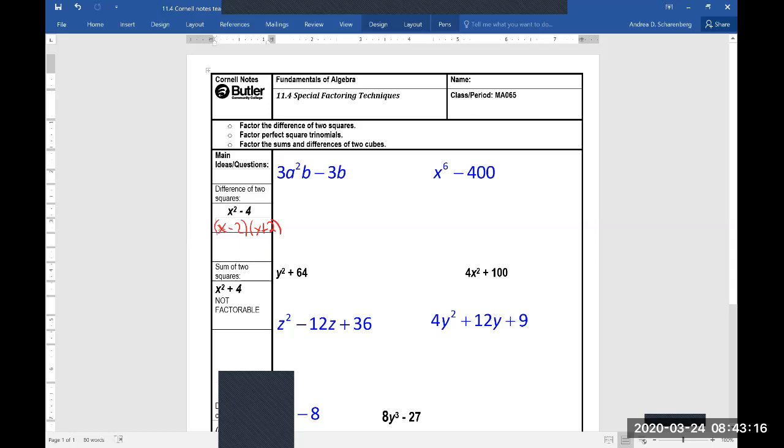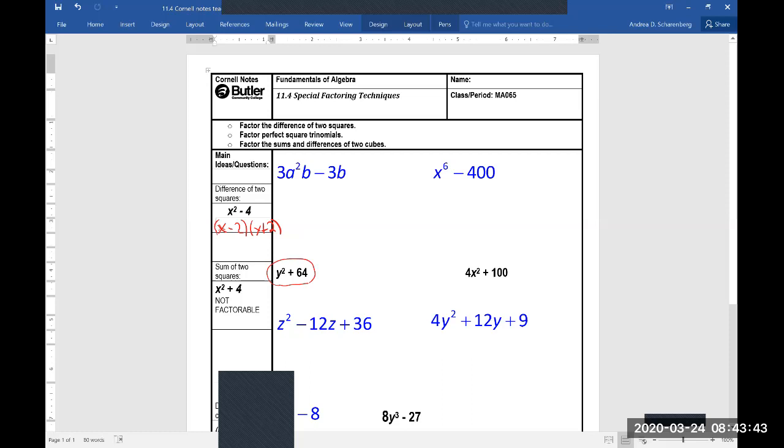Notice that x squared is a perfect square, which breaks down to x, and 4 is a perfect square, which breaks down to 2 and 2. The first one is minus, the second one is plus. Also remember that the sum of two squares is not factorable. So if you notice that they're two perfect squares, but it's the sum, you're going to choose not factorable. In fact, this one right here is, in that case, you would choose the not factorable bubble.